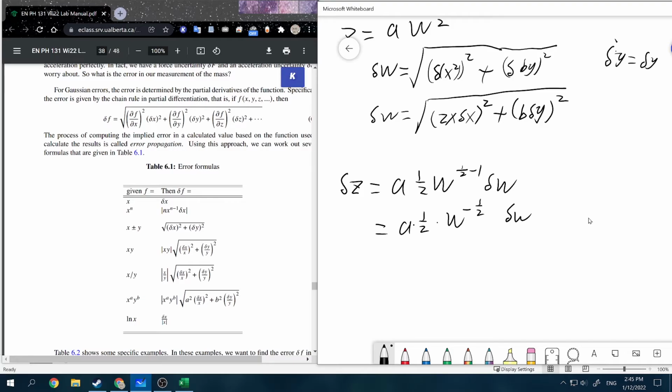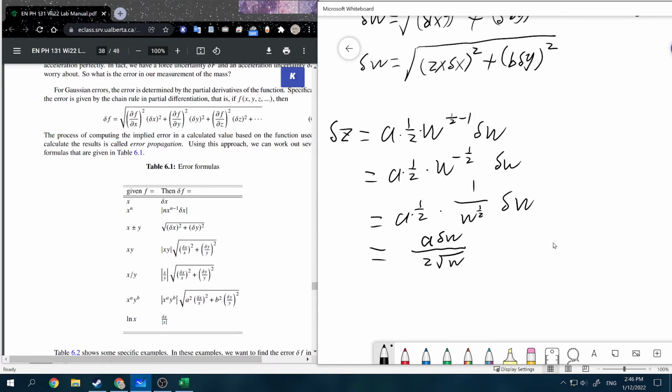A times a half times that, and then equals to a times a half, because it is power a half, so it is in the denominator. And we can just rearrange for this. We put a here on the top, area of w here, and then 2 is here, and then omega to the half is just equals square root of that. So it's like that. If we don't have this a, then we can just forget about this a.